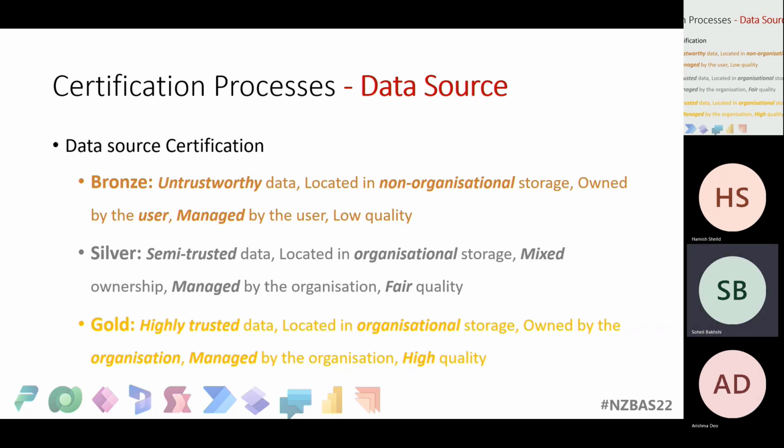Silver is semi-trusted data located in organizational storage. Mixed ownership. In some cases, people are putting something in their OneDrive for Business, not their personal OneDrive. It is in OneDrive for Business, and the data quality is fair, right? But everything is managed by the organization because it is OneDrive for Business and admin service. And gold is highly trusted data, so data quality is good. The location is fully controlled, owned, and managed by the organization. So everything is top-notch. It is a gold-plated solution, platform, data, content, right?